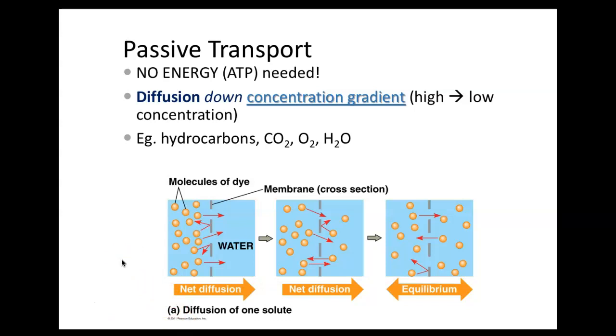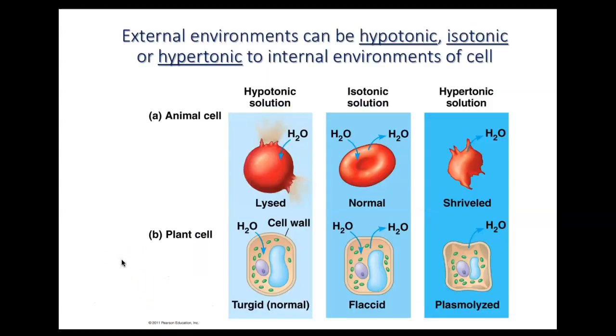All right, so I think everyone pretty much remembers this. Okay, and then when we get to simple diffusion, we talk about the simple diffusion of water, or osmosis. So remember here, hypotonic means water moves in. Water is going towards solute, which is bad for animal cells, good for plant cells.